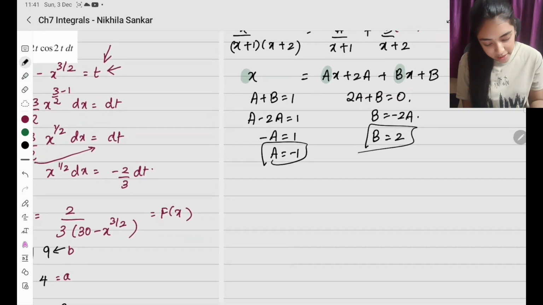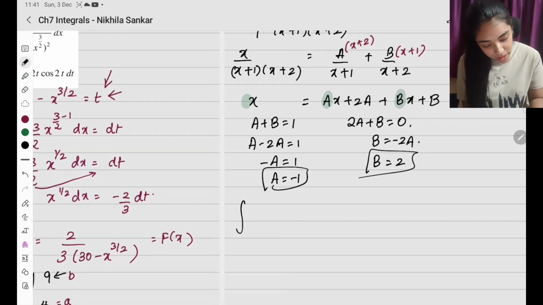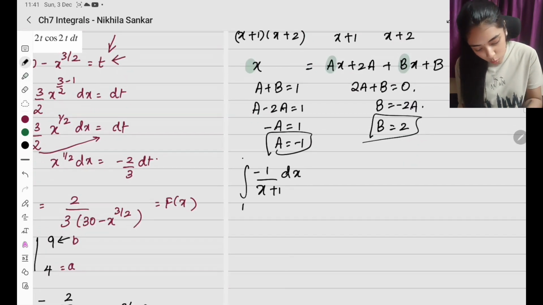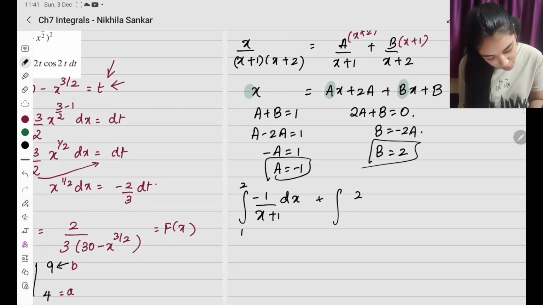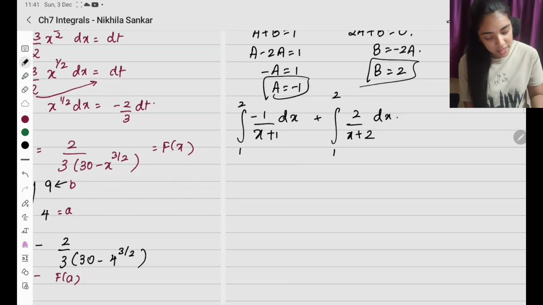Now how does the integral change? The integral is going to be a divided by x plus 1. So minus 1 divided by x plus 1 dx. What is my upper limit and lower limit? 1, 2. Similarly, plus b divided by x plus 2. So plus b, which is 2 divided by x plus 2. And what are the limits? 1, 2 times dx. Okay.